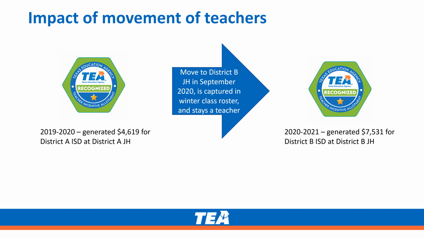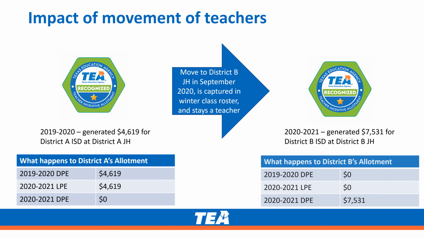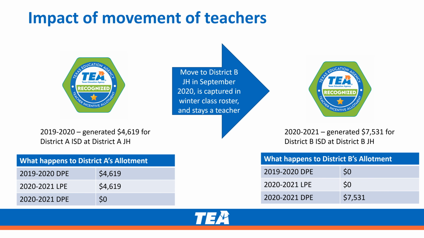Now we will review a scenario of what happens if a teacher moves. In this example, the recognized teacher generated $4,619 for District A in 1920, and then moved to District B in September of 2020. They taught in District B in 2021 and was captured in District B's winter class roster data. In this scenario, District B would receive the allotment generated by this recognized teacher for 2021 in the amount of $7,531. And District A's allotment would be adjusted at the time of September settle-up and reduced down to $0.